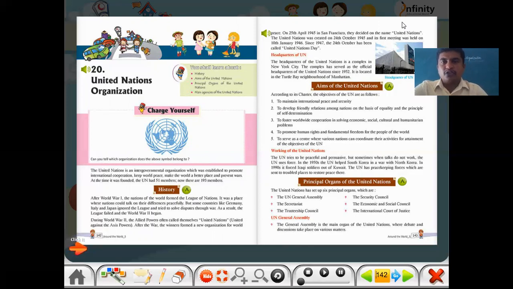Now, the headquarters of the United Nations Organization is situated in New York in America. The complex has served as the official headquarters of the United Nations since 1952. It is located in the Turtle Bay neighborhood of Manhattan. So this is the earliest location of the United Nations Organization.